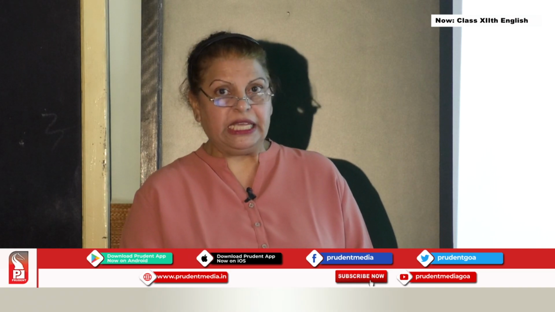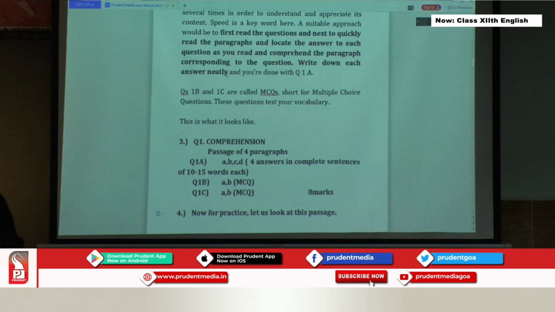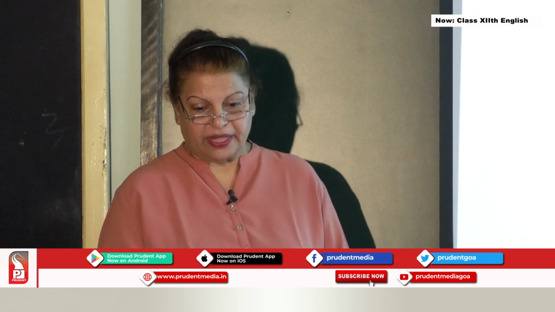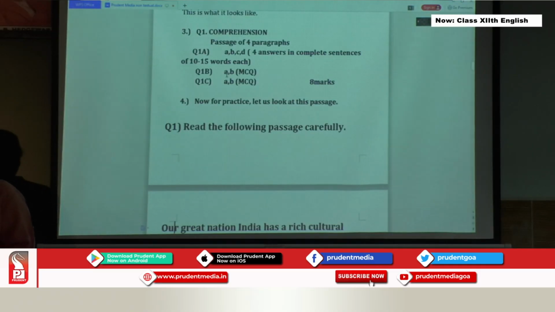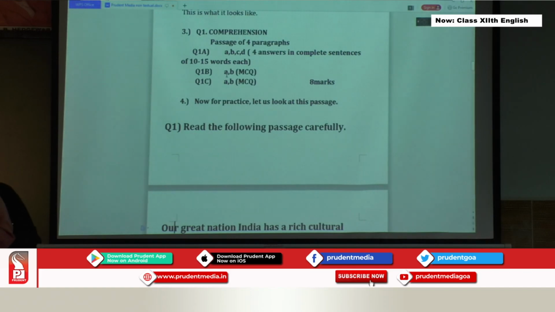Now, questions 1B and 1C are called MCQs, which is short for multiple choice questions. These questions test your vocabulary and your mastery of the language at your level, of course. Now, this is what it looks like. So you have comprehension, passage of 4 paragraphs. Then you have question 1A, A, B, C, D, sub-questions. 4 answers to be written in complete sentences, not single words, not phrases, but complete sentences. Maximum 15 words, so 10 to 15 words each. Questions 1B and 1C are MCQs, so the total marks are 4 to 2. That's 4 plus 4, 8, and you get your full 8 marks.